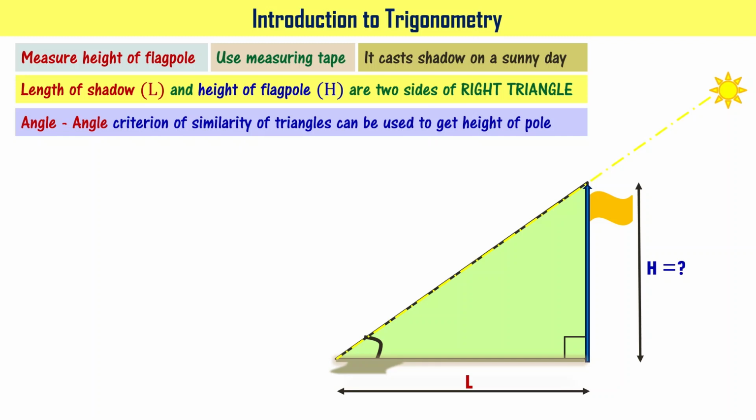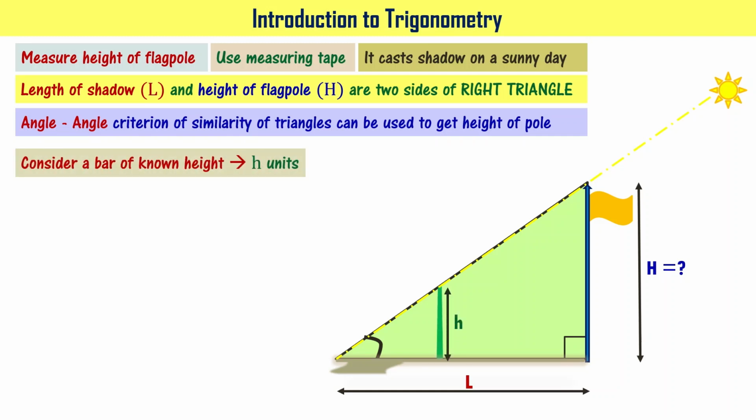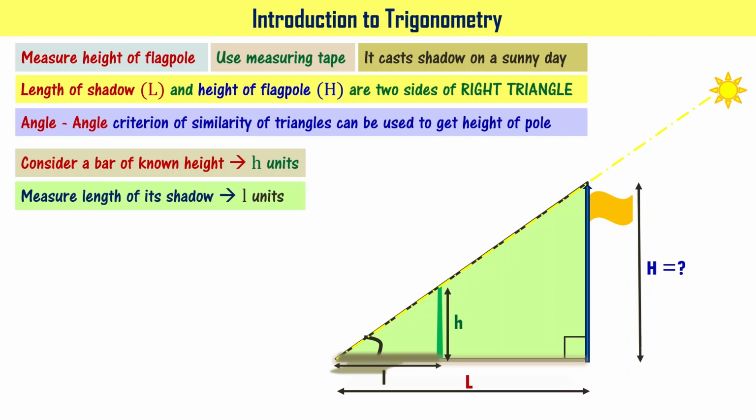Now I say that the angle-angle criterion of similarity of triangles you learnt in the triangles chapter can be used to get the height of the flagpole. How is the question, right? Let's consider a bar of known height that is denoted using small h units. We know that at the same time it also casts a shadow, right? Let's take the measure of that. That is small l units. Now let's construct a right triangle of these two sides, that is small l and small h. It looks like this, right?